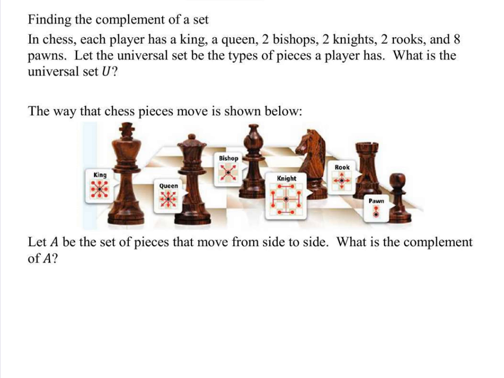Let the universal set be the types of pieces that a player has. What is the universal set? Well, the universal set would be U equals, I'm going to write this in roster form, a king, queen, bishop, knight, rook, pawn.